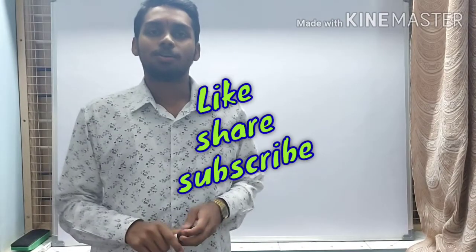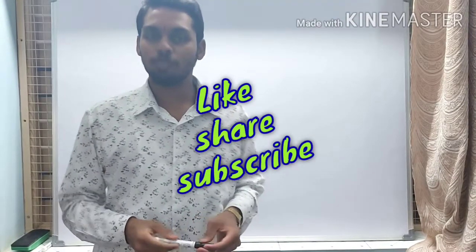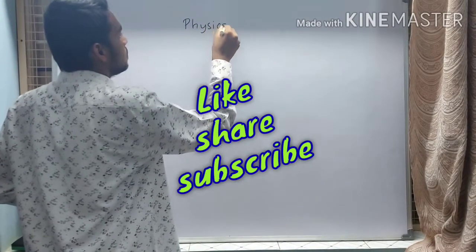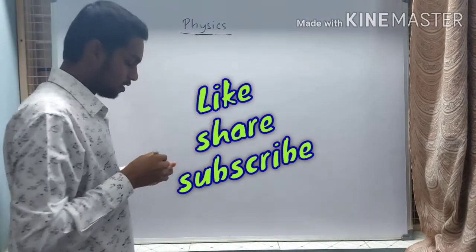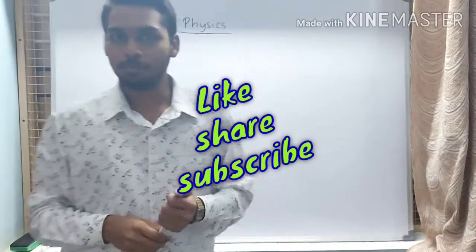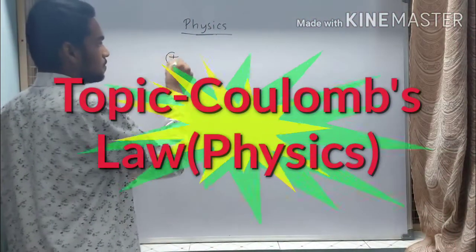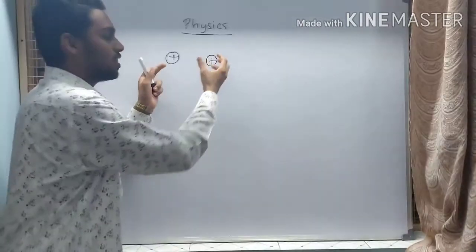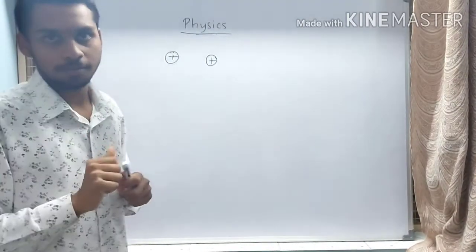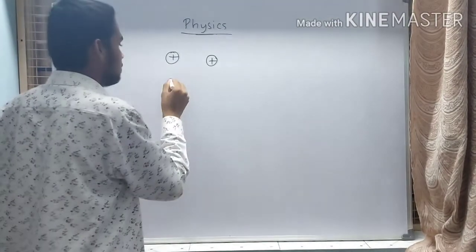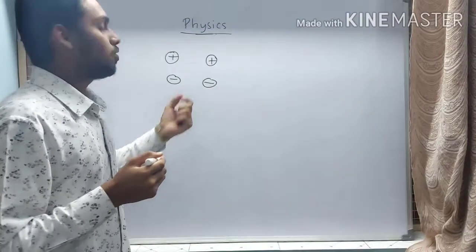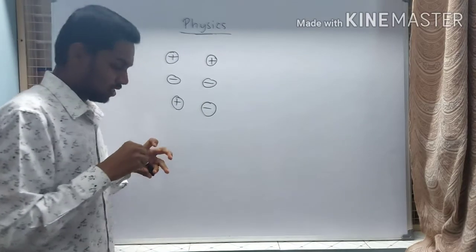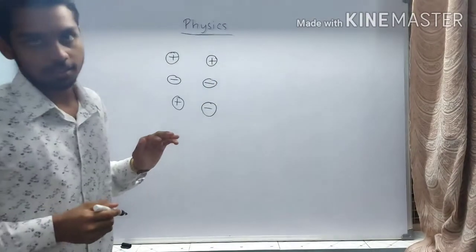Hi friends, today we are going to learn a very interesting concept of physics. Before telling the name of that concept, let me ask you a simple question. So if I take two positive charges and bring them near to each other, then what may happen? Or if I bring two negative charges, what will happen? Or if I bring a positive charge with a negative charge, then what will be the result?